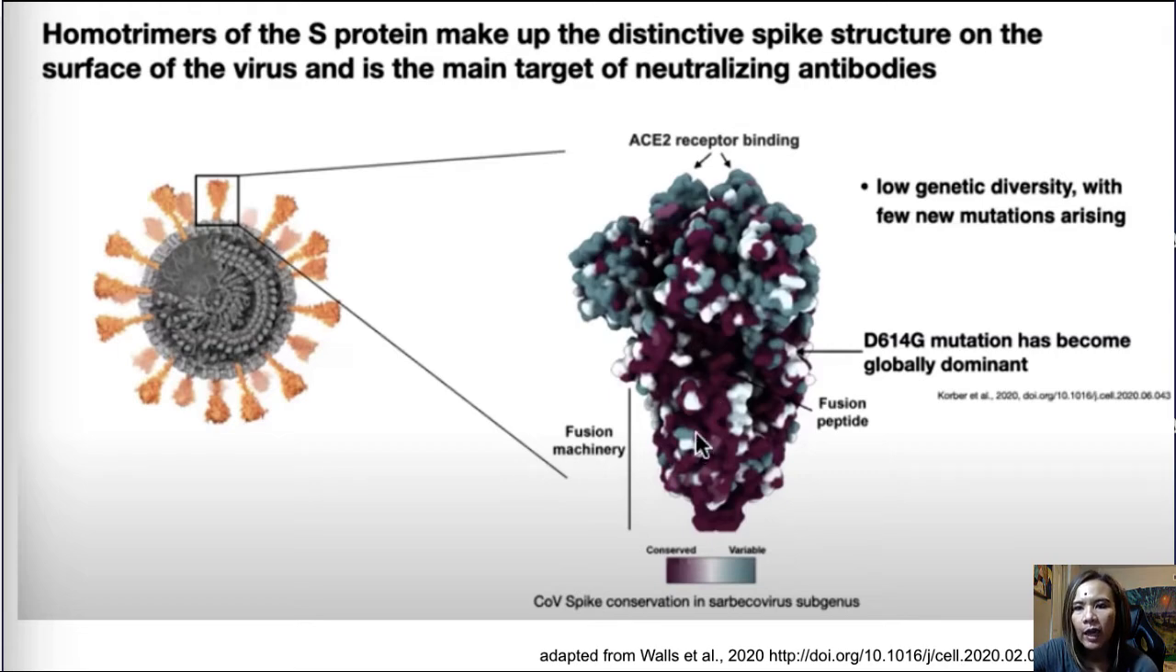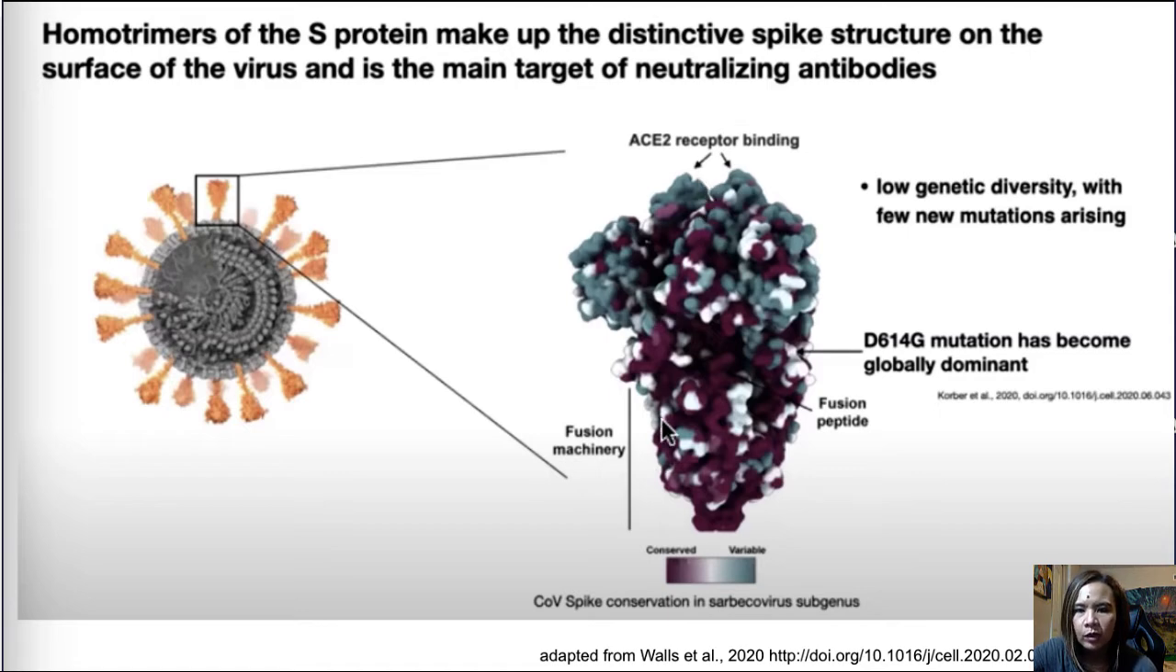Now, the upper domain, which is in teal right here, is kind of like a key looking for a cellular lock, and it only fits with a certain lock, which is called ACE2, or angiotensin converting enzyme 2. That is the name of the lock, and this is the part of the spike that binds with the receptor.